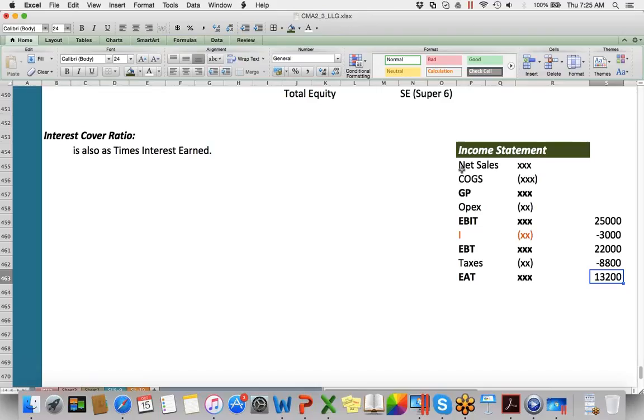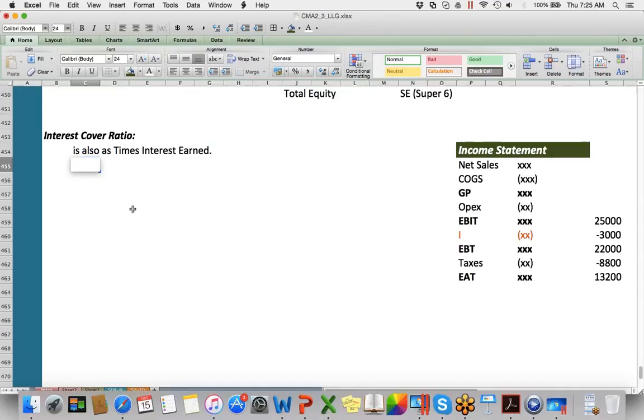So what I mean to say is, 25 against 3 means it is around 8 times. 8 times of interest is earned in EBIT. 25 divided by 3, 3 8s are 24, so more than 8 times is earned in EBIT. Banks like to have at least 7 times of this ratio.